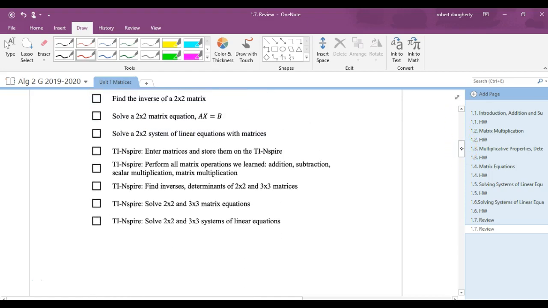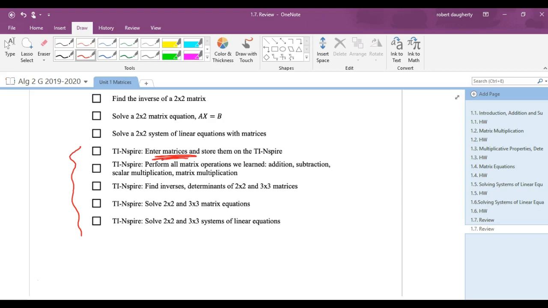Now, this appears to be a lot here at the very end, but with the TI Inspire, make sure that you are very competent entering matrices and storing them. The biggest thing is making sure when you enter that matrix, you don't have a number wrong. If your number is wrong, everything you do will be wrong, and it's hard to get partial credit. So really double check your data entry there.